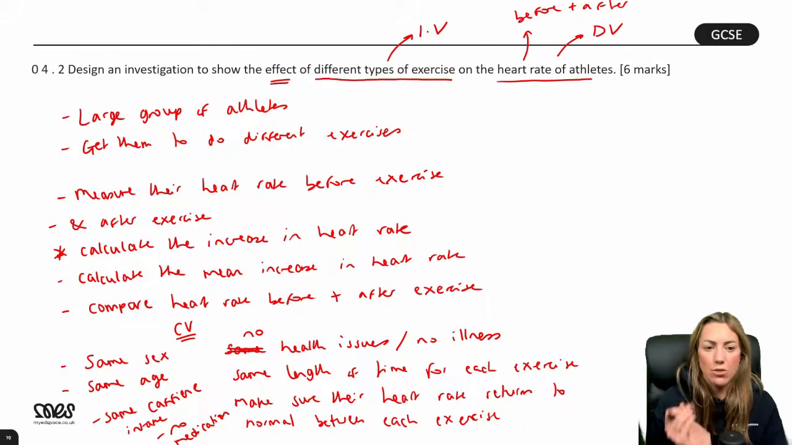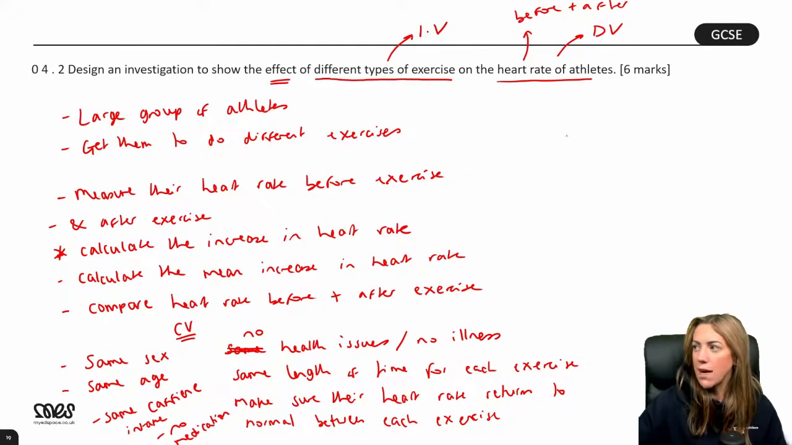And we're going to give at least 3 control variables. So things that if we didn't keep the same would affect the heart rate. You can see I haven't really written a method. I've kind of just thought, well, what's my independent variable going to be? How am I going to change that? What's my dependent variable going to be? How am I going to measure that? What are my control variables going to be? Give at least 3, and then make sure that I've got plenty of athletes, so I'm doing repeats.